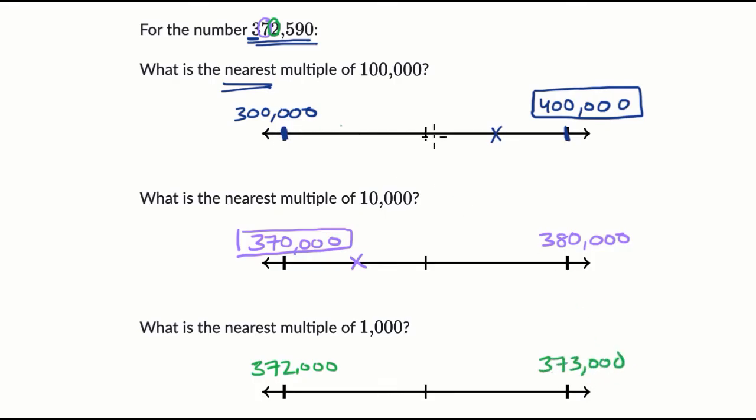373,000. Notice these numbers are 100,000 apart. These numbers are 10,000 apart. These numbers are 1,000 apart. And so where's 372,590? Well, 372,500 would be right in the middle. But 372,590 is more than halfway. It's going to be roughly right over there. So you can see that it's closer to 373,000 than it is to 372,000. So we would go right over there.